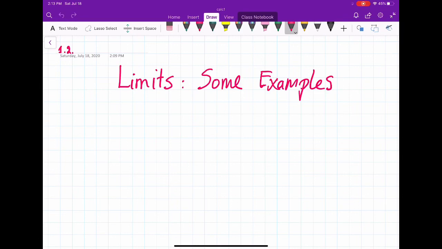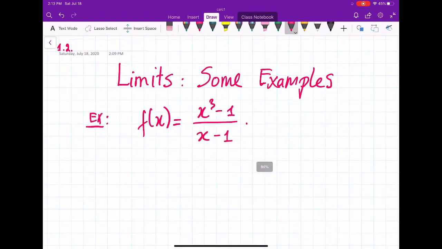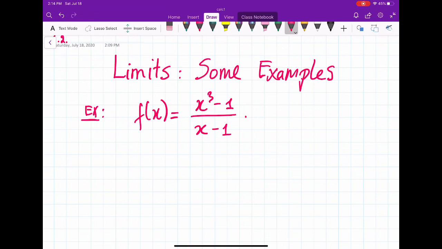Let's consider the following example. I have the function f of x equal to (x cubed minus 1) over (x minus 1). When you see a function, of course, the first question about it is the domain of this function, right? And what is the domain of a function? That is the set of x where the function is well defined.